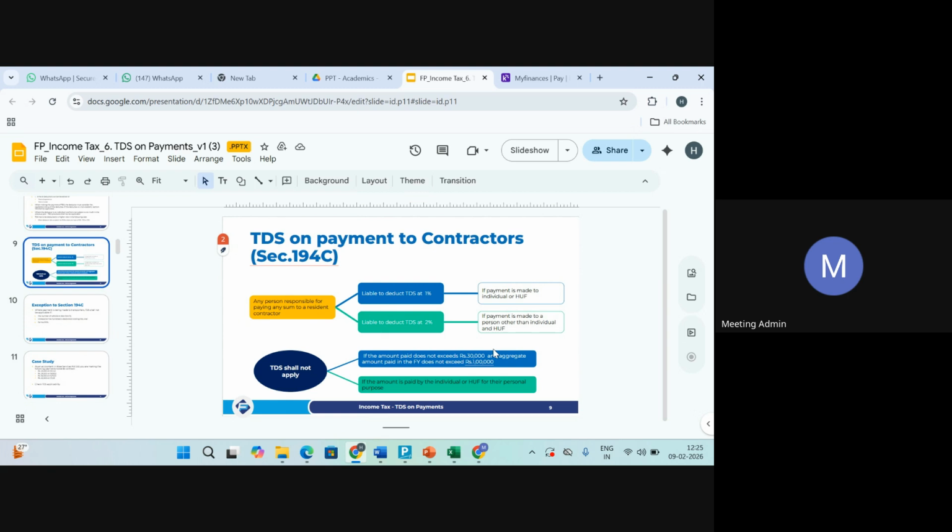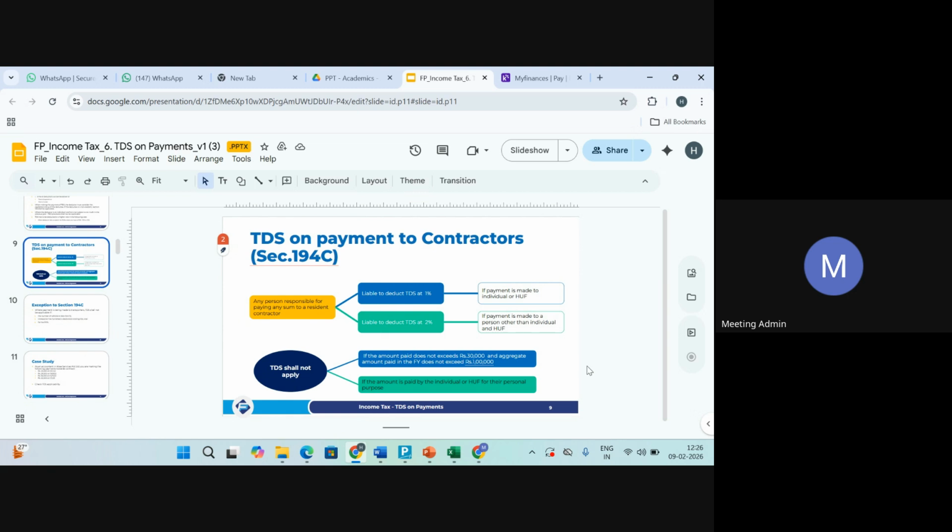TDS shall not apply when the amount paid does not exceed 30,000 and the aggregate amount paid in the financial year does not exceed 1 lakh. If it does not exceed 30,000 per payment, or 1 lakh per annum, you are not supposed to go for any TDS payment.